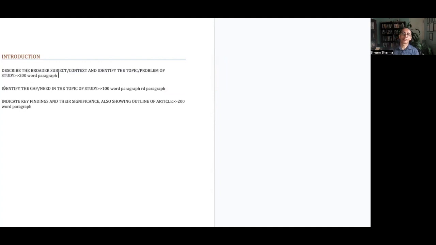Second paragraph, what do I want to do? I want to identify the gap or need in the topic of study. And I say, okay, I'm going to write a 100-word paragraph. In the third paragraph, I want to indicate key findings and their significance. That's it. I have a 3-paragraph outline for my introduction. This is going beyond the heading level and making a basic plan, which I call my writing as doing outline.